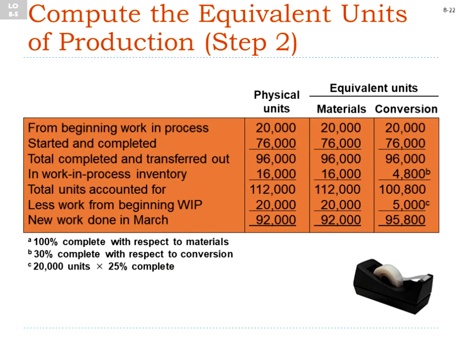Now in step 2, we're going to see some differences here. We start out the same. We know that we have 20,000 units that were in beginning work in process, and it says that we started and completed 76,000 units in the period. So that gives us a total of 96,000 units that were completed and transferred out. And then we have 16,000 in work in process inventory. So when you do the 96 and the 16, that's your 112,000 units to account for.